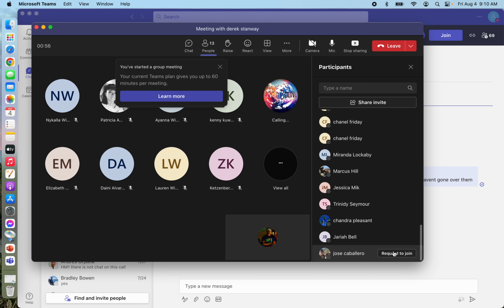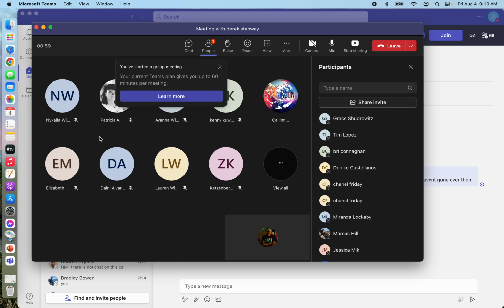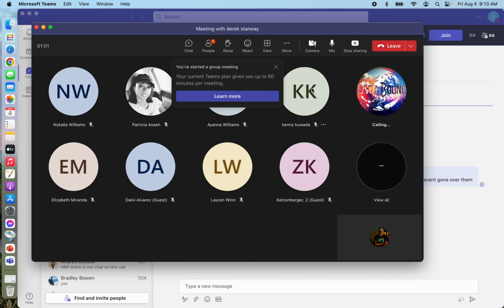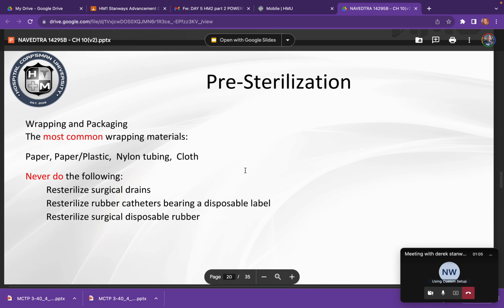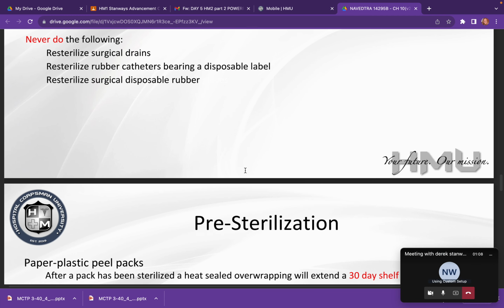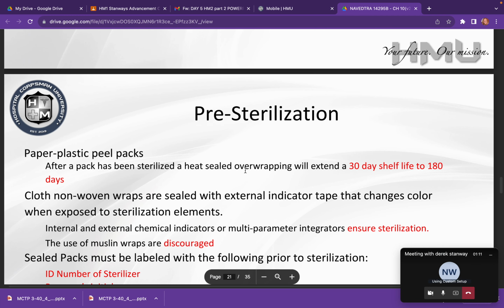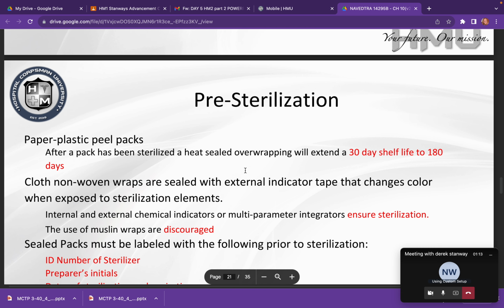Paper plastic peel packs. After a pack has been sterilized, a heat sealed overwrapping will extend a 30-day shelf life to 180 days. Make sure you keep that in mind because that's going to be different than the chart you're about to see on another slide about how long they're good for. Pay attention, it says a heat sealed overwrapping, right? It's just saying you already have a shelf life for it, but if you put this overwrapping on here, it can last from 30 days up to 180. Now we know in the real world it's event related, but per the manual, that's what it's going to be.